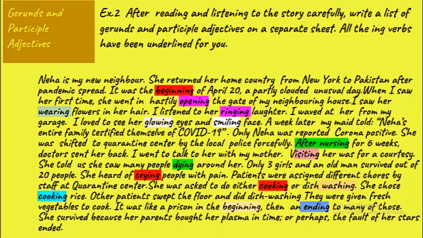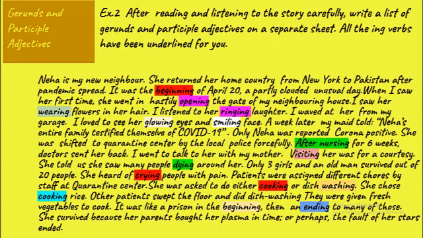A week later, my maid told me Neha's entire family was tested for COVID-19. Only Neha was reported corona positive. She was shifted to the quarantine center by the local police forcefully. After nursing for 6 weeks, the doctor sent her back. I went to talk to her with my mother. Visiting her was only for courtesy. She told me she saw many people dying around her. Only 3 girls and an old man survived out of 20 people.